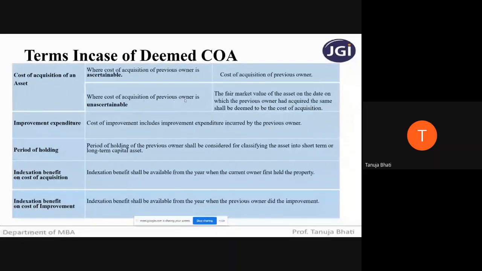Where cost of acquisition of previous owner is unascertainable, meaning I am not able to get what is the cost the previous owner incurred to purchase the capital asset, in that situation, the fair market value of the asset on the date on which the previous owner had acquired the same shall be deemed to be the cost of acquisition. So there are two things here, students. Where you can identify the cost of acquisition of previous owner, you take that cost as cost of acquisition. Suppose you're not able to identify, then you take the fair market value on the date when the previous owner had purchased the capital asset as the cost of acquisition. So have you all understood this first two rows?